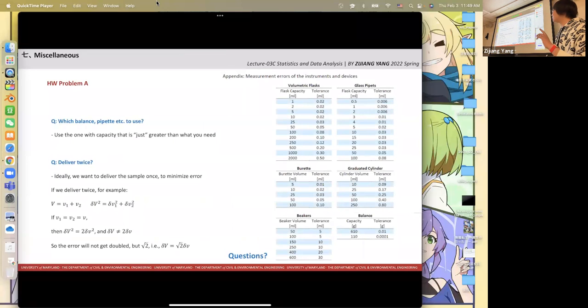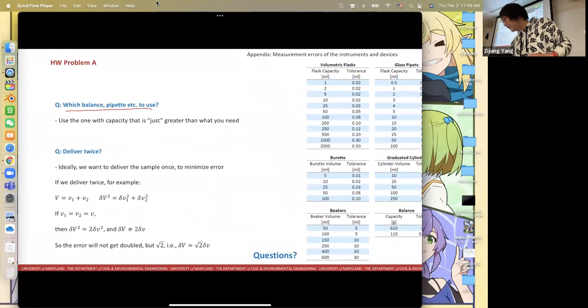Here I only have 2 notes about the homework assignments, because some students have questions about them. If I'm doing the homework, do I need to choose the balance or the pipette by myself? Here I just want to say, we use the one with a capacity that is just greater than what you need. Another question: what's the difference between using one pipette to deliver twice, or using a big pipette to deliver once?